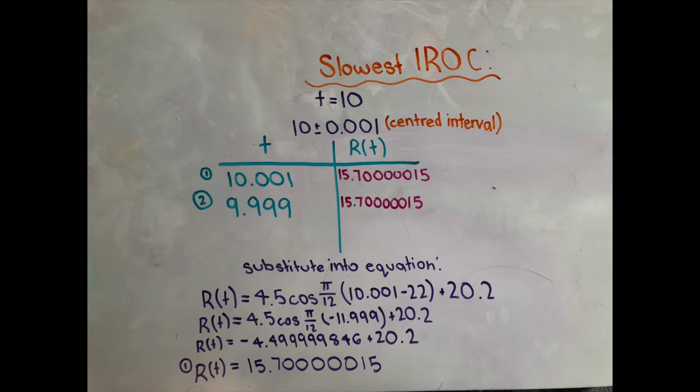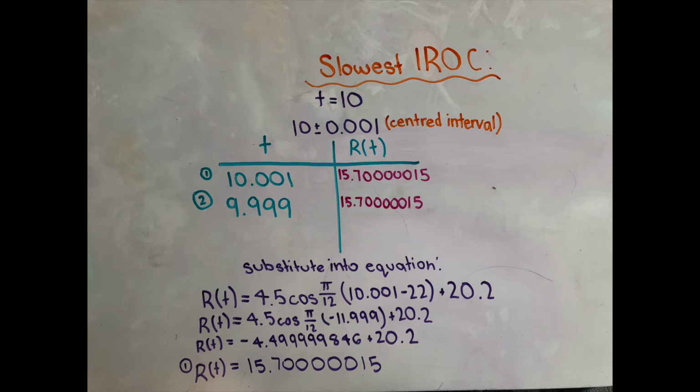This gets you 10.001 and 9.999. You then take your new t values and substitute them into your equation that you found in part A. You will get 15.7000015 for both as the r of t.